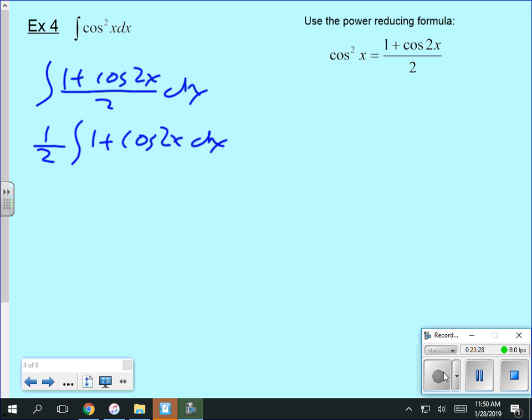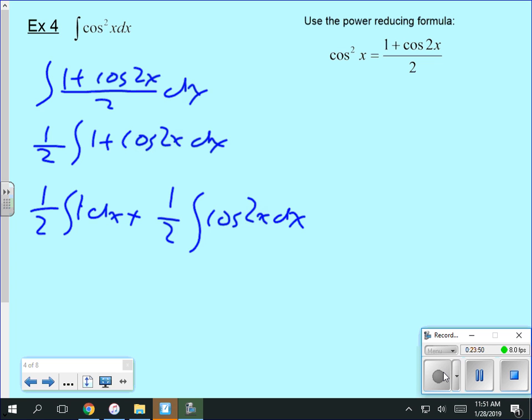Now, some of you are still struggling with the antiderivative of the cosine of 2x because of the 2x in there. I can do this as 2 separate integrals. 1/2 integral of 1 dx plus 1/2 the integral of the cosine of 2x dx. I can split them up into 2. This is easy. This is 1/2 x. That one's done. That part's done. And then I can go back and do the other part.